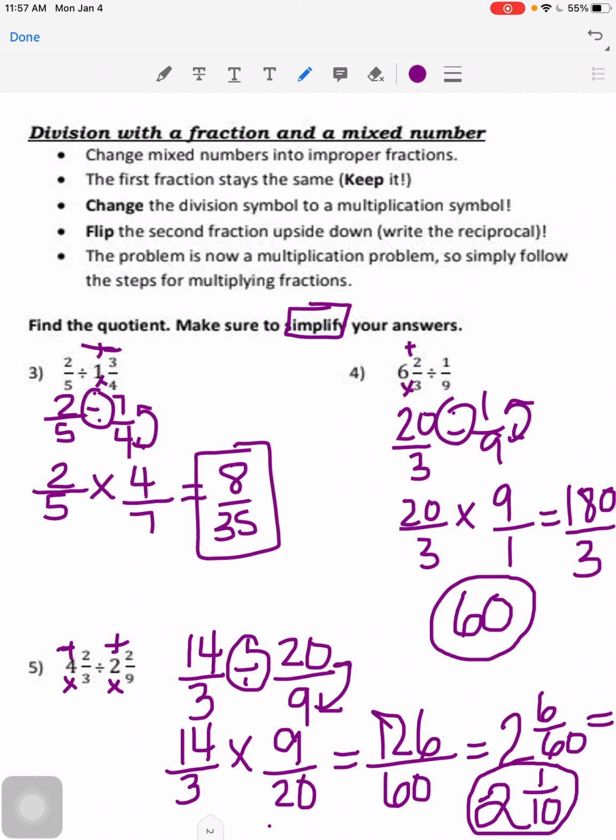All right, this is part 2 of your dividing fractions notes, division with a fraction and a mixed number.